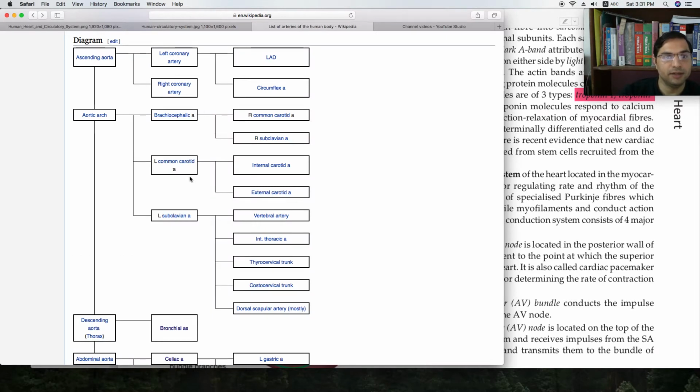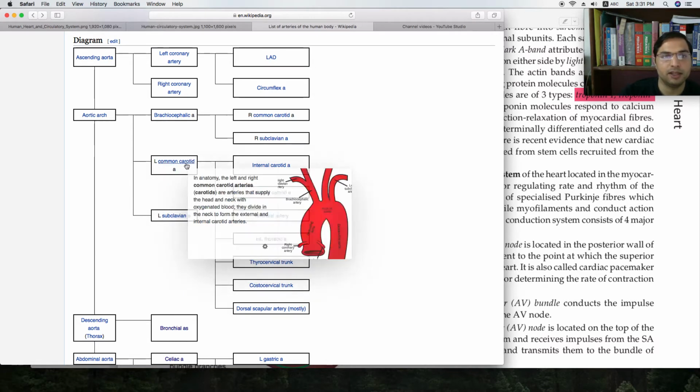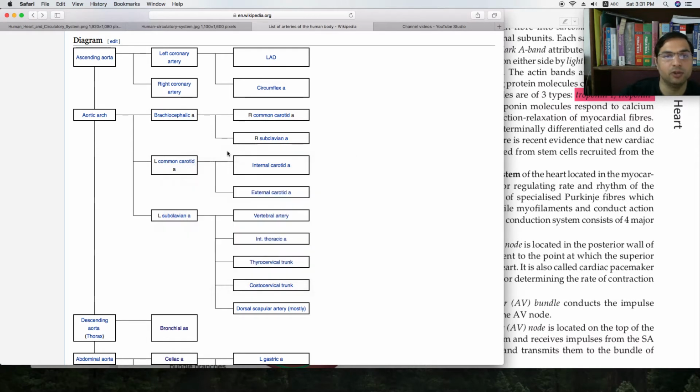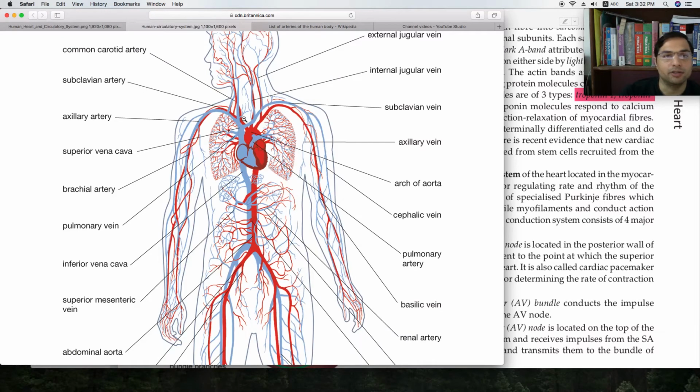So let us see the second branch, the left common carotid artery. Remember this, left common carotid artery. So this is left common carotid artery, right? This left common carotid artery again will divide at the region of the neck. It will divide into internal carotid artery and external carotid artery. Similarly, this right common carotid artery will also divide into external and internal carotid artery. So the artery going up to the neck is common carotid artery. Now at the region of the neck it will divide into internal carotid and external carotid.